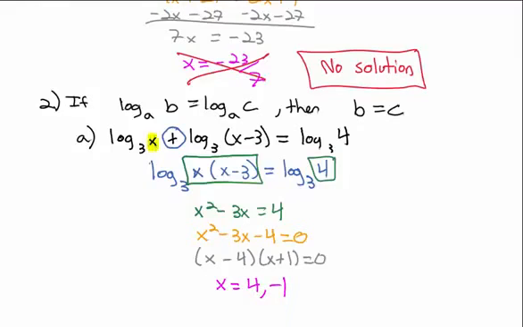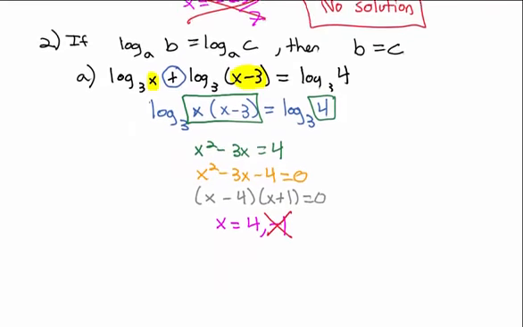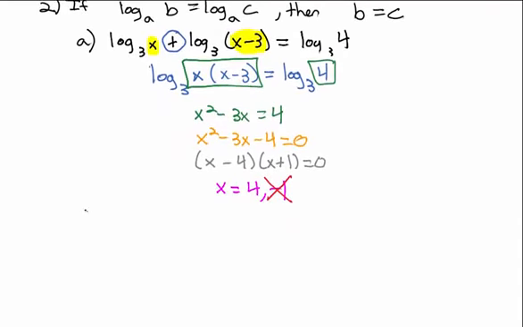Plugging 4 in, the log of 4, that's a positive. 4 minus 3 is 1. The log of 1, that's a positive. 4 is good. But if we plug the negative 1 in, you see it makes both of those negative. And that's going to be no good, so we do have to throw out the negative 1, because we cannot take the log of a negative number. So our only answer for this one is x equals 4.